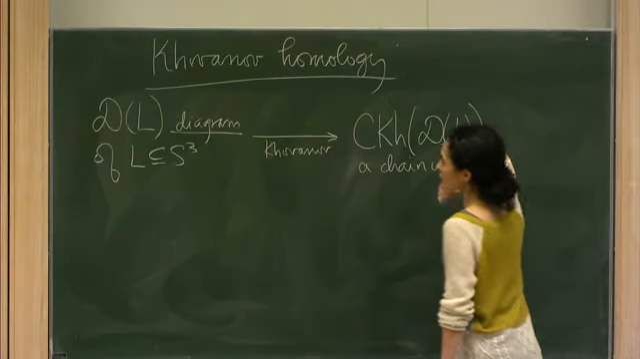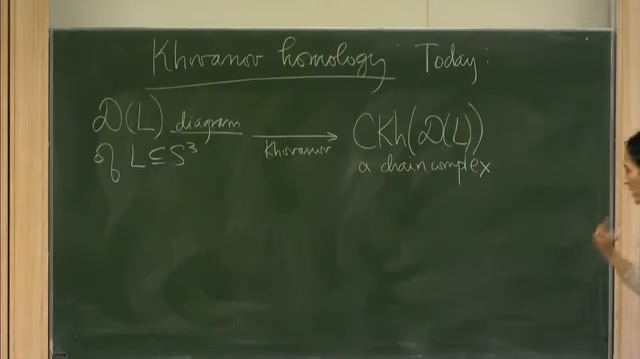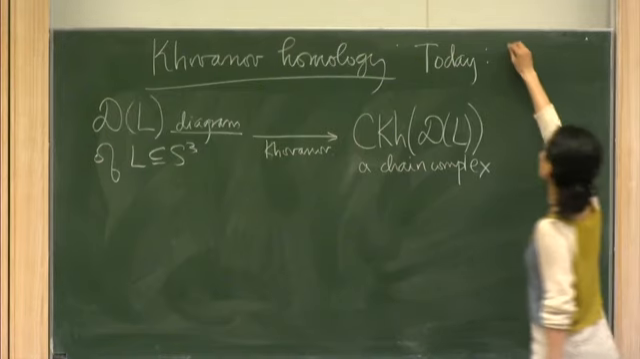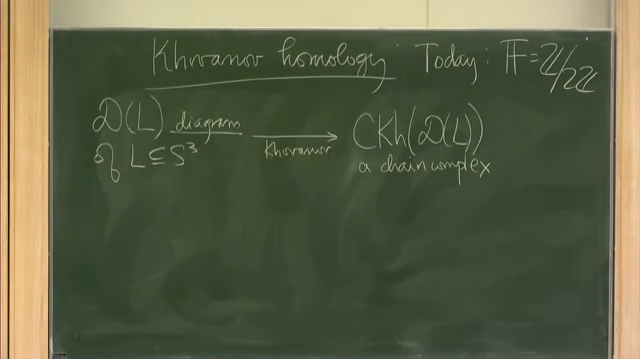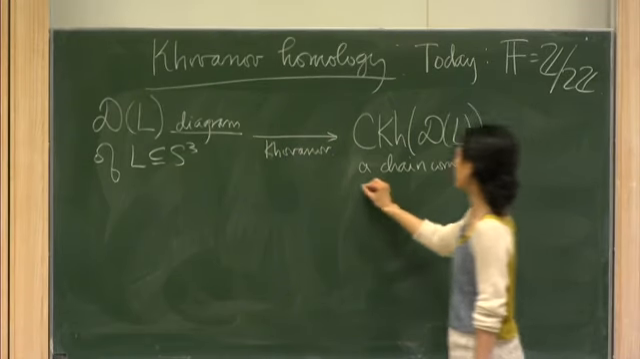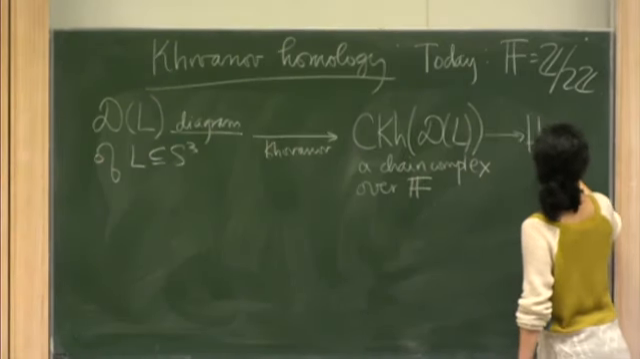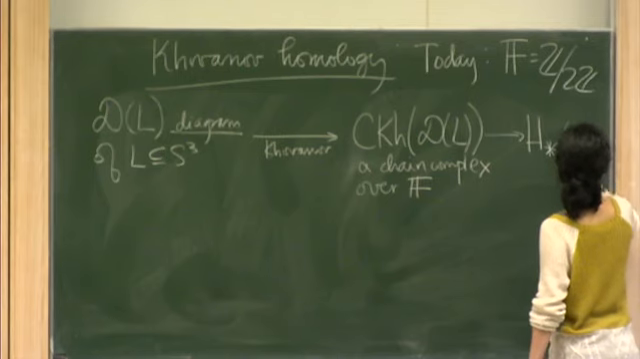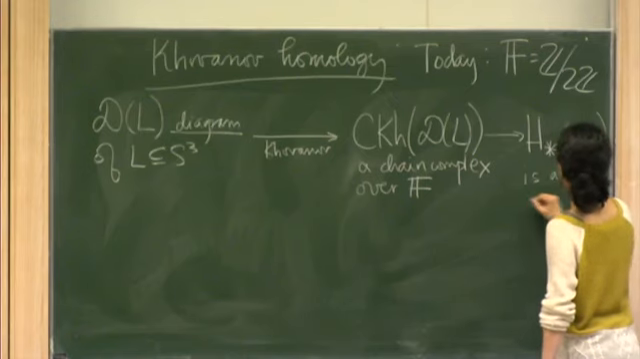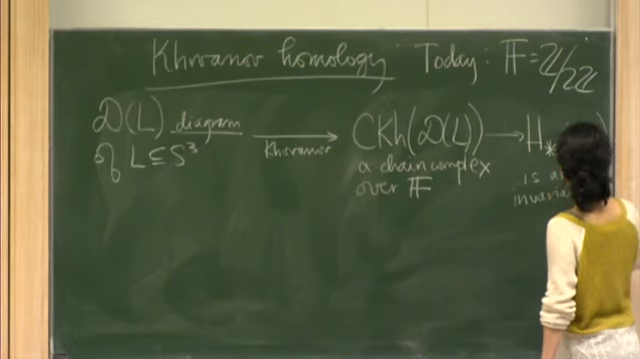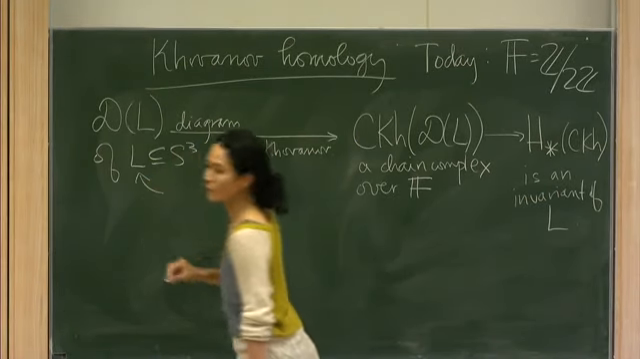And by the way, for today's talk, all my chain complexes are going to be over fields, and for today's talk, my field will be Z mod 2. It will change for the second two talks. So a chain complex over F. And now if you take the homology of this chain complex, you get an invariant of the link. So by the way, also all my links will be oriented.